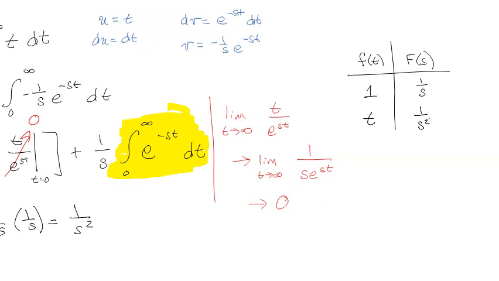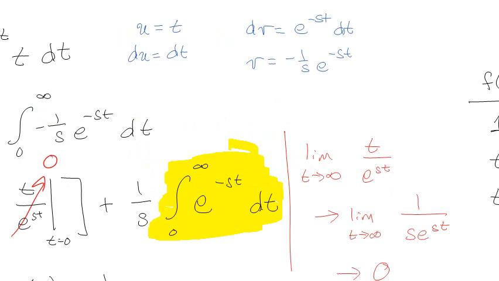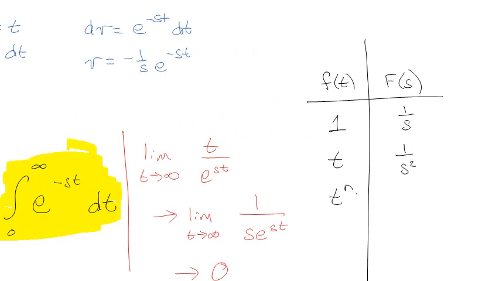Now you may say, does this continue on? Is the transform of t squared equal to 1 over s cubed, and so on and so forth? The answer is not 100% exactly, sort of, so no. But I can tell you that if I have t to the n in general, the Laplace transform of t to the n is n factorial over s to the n plus 1.